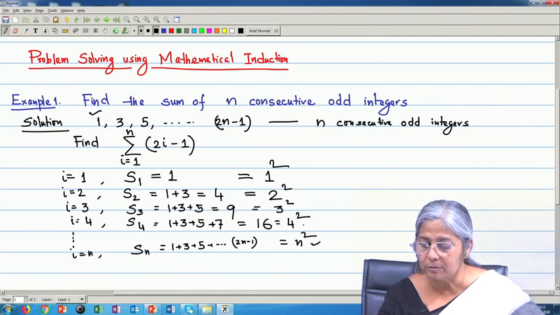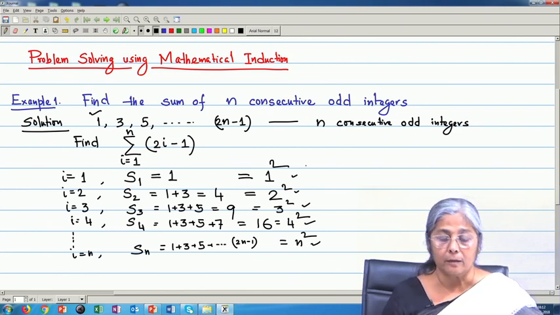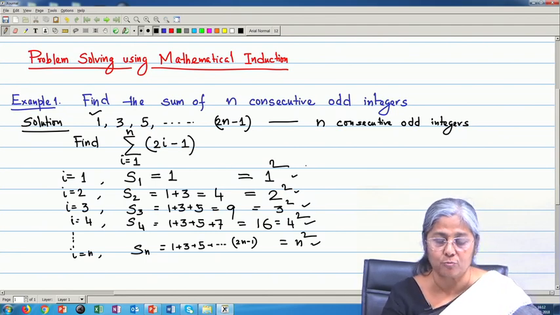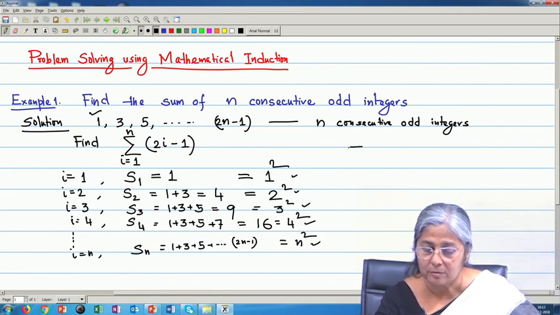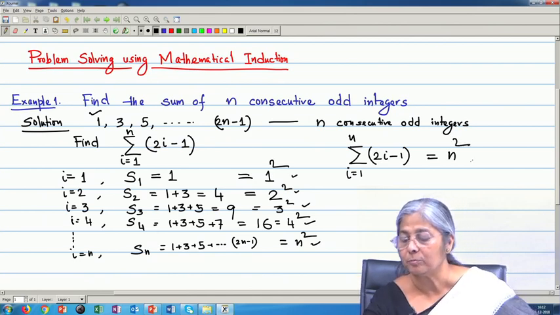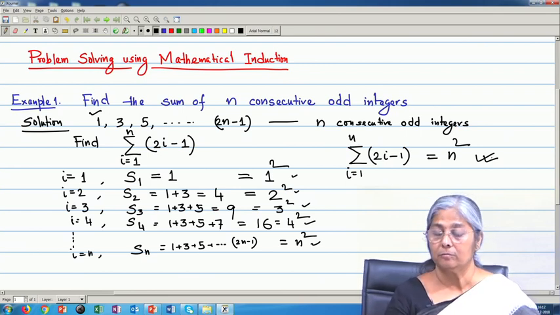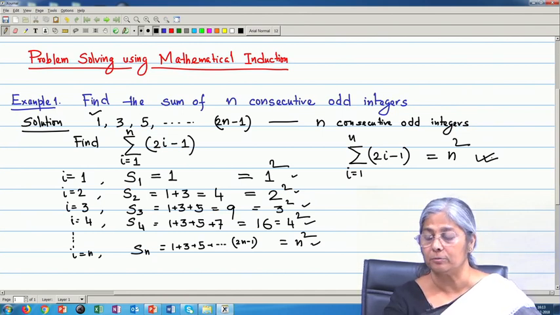So, first we get a formula that it is n square. Now, we have to prove by induction that this formula is indeed true. That means, the sum for i equal to 1 to n of 2i minus 1 equals n square, whether this formula is true or not. Earlier, when we discussed mathematical induction, we saw how to get a correct formula. So, normally this is one of the techniques to get that.